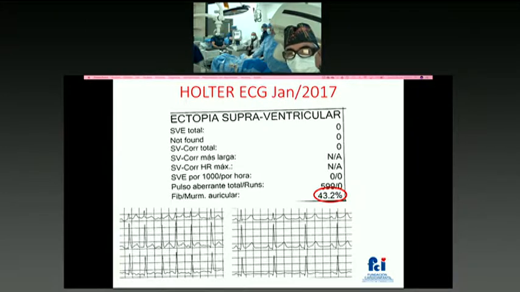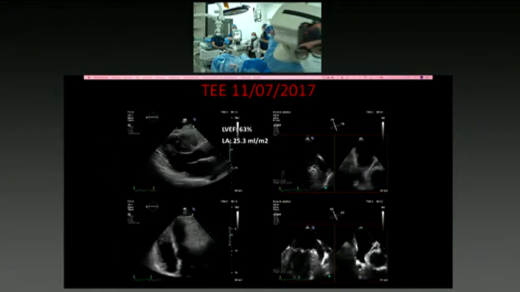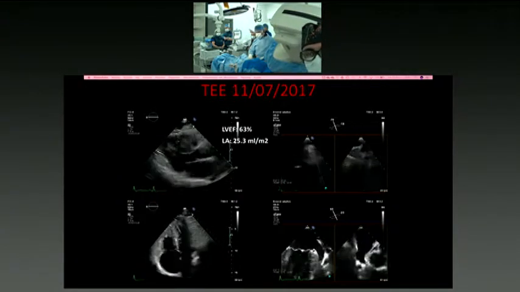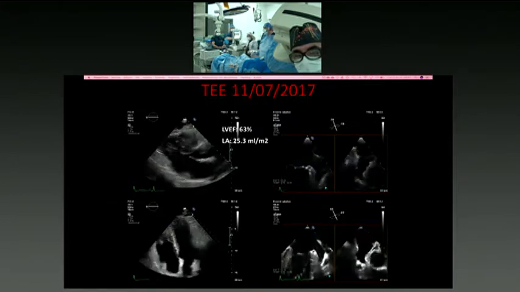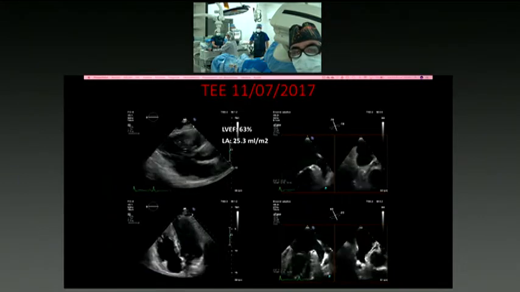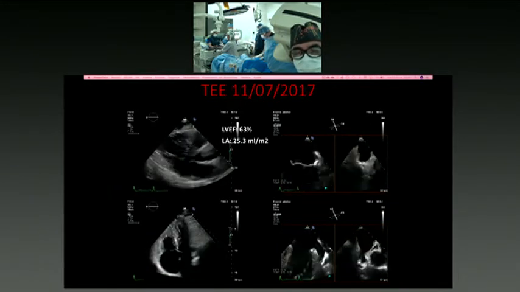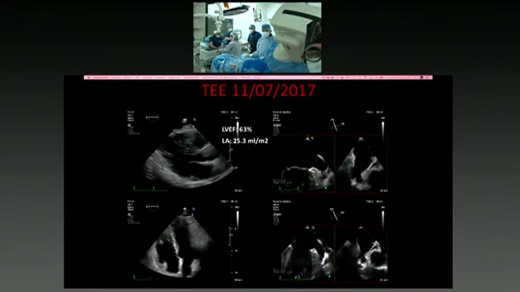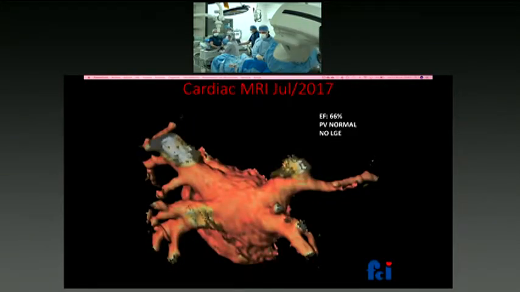This patient underwent a 24-hour Holter documenting paroxysmal episodes of atrial fibrillation, as you can see on the lower left graph, alternating with sinus rhythm, with an arrhythmic load of 43% in the 24-hour Holter. A transesophageal ultrasound was done on July 11. Basically, it's normal, with no thrombi in the left atrium, ejection fraction 63%, and a volume of the left atrium of 25 milliliters indexed to the body surface.